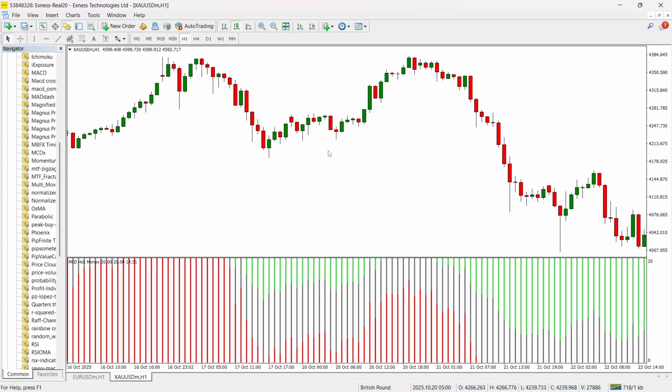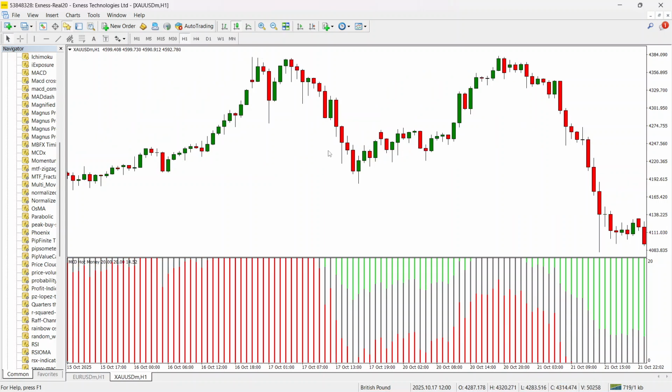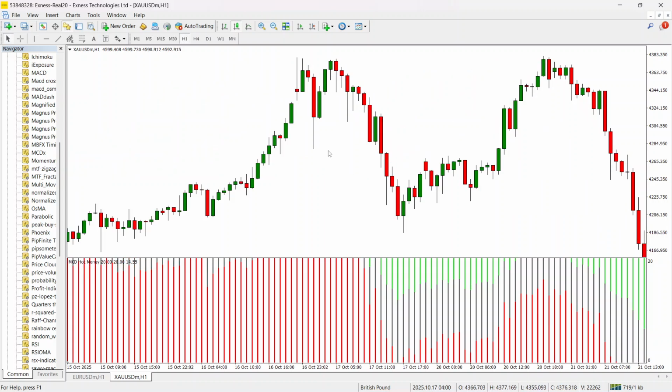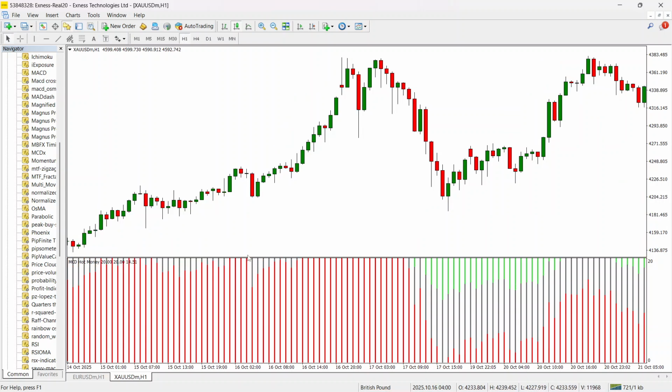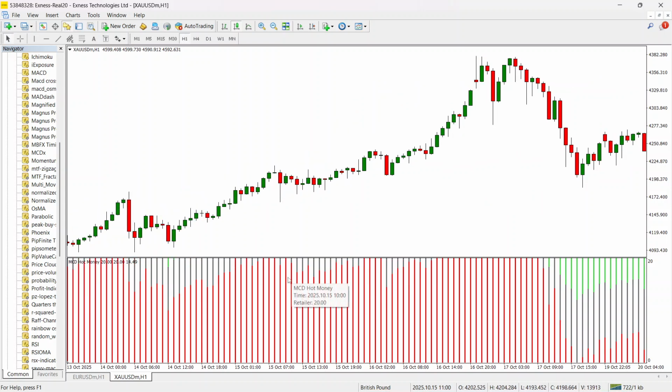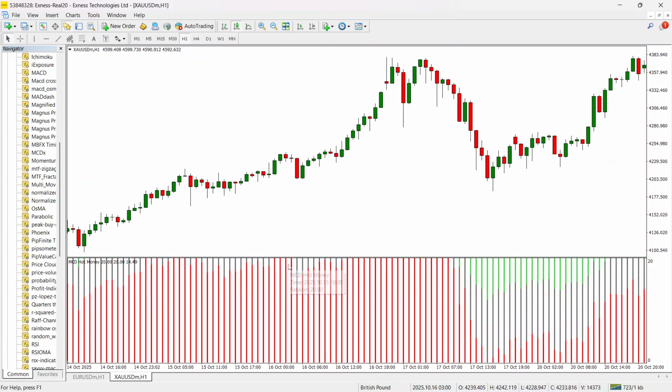The MCDX indicator processes price data to distinguish bullish and bearish momentum, presenting it as color-coded bars on a subchart beneath the main price chart, with colors shifting to represent the strength of momentum forces. As we can see here on the chart, with the bright red bars, bright green bars, and blue bars.